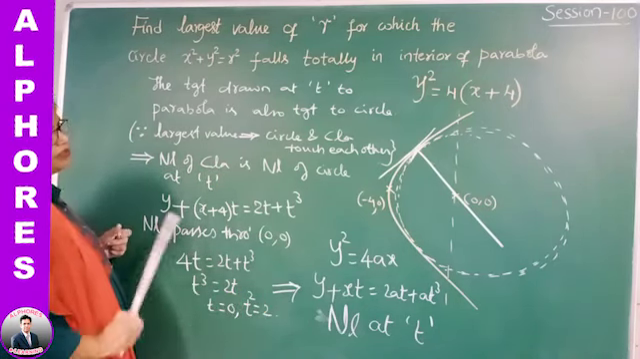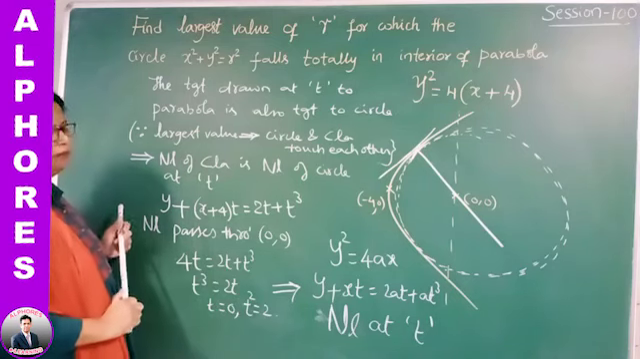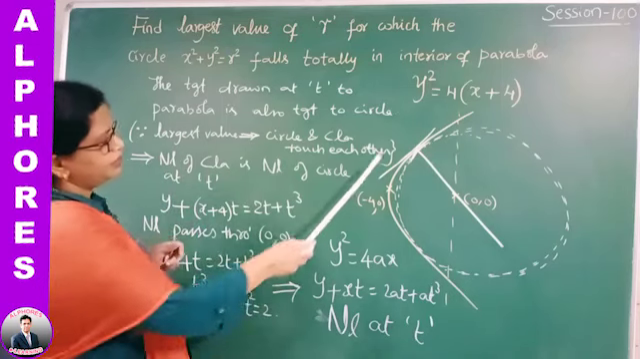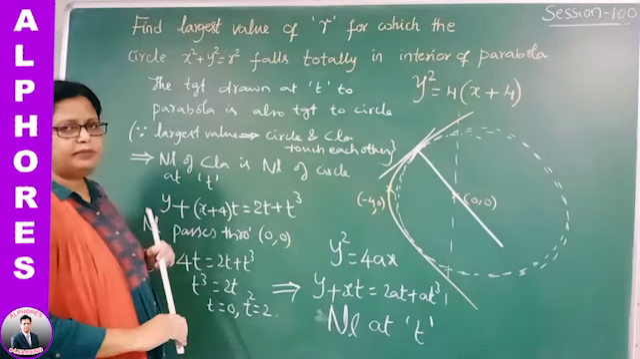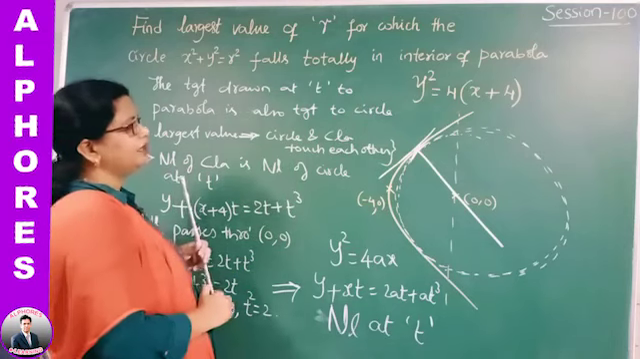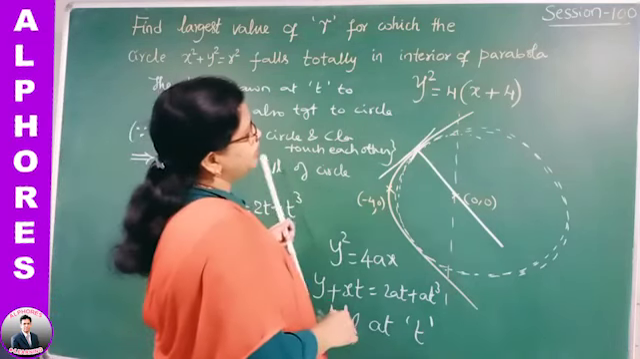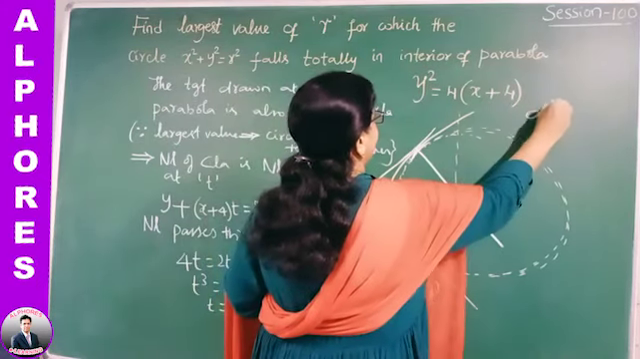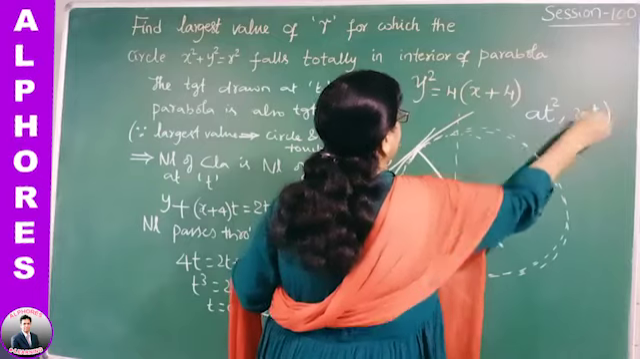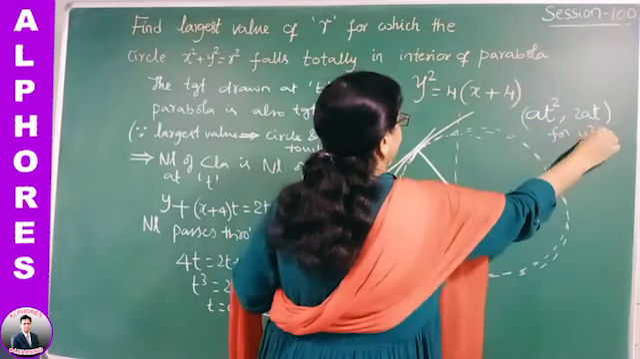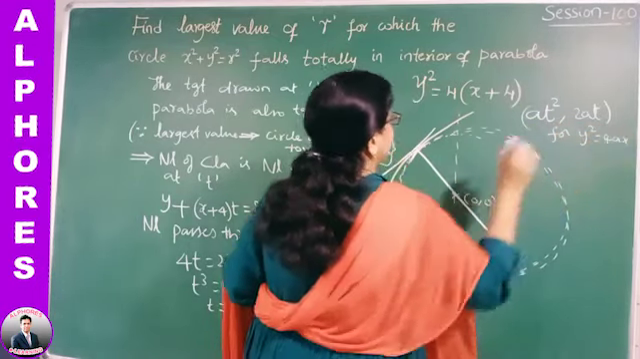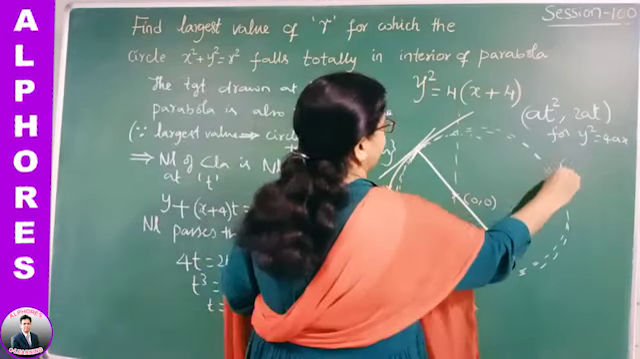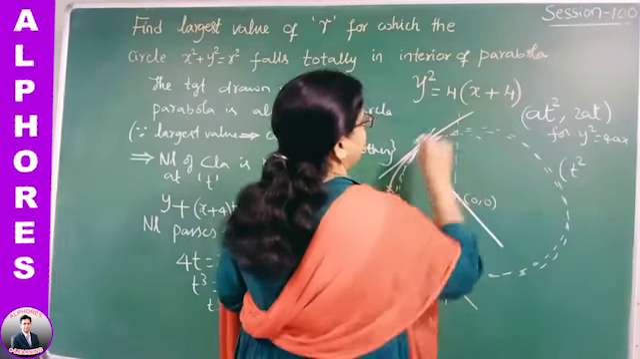When t is 0, students, what is actually our point? For the actual parabola it is (at square, 2at). Now the point t we are taking, many times we are using the word t, it is (at square, 2at) actually for y square equal to 4ax. Now for this one, what is that particular point? Actually a value is 1, so t square. Understand?